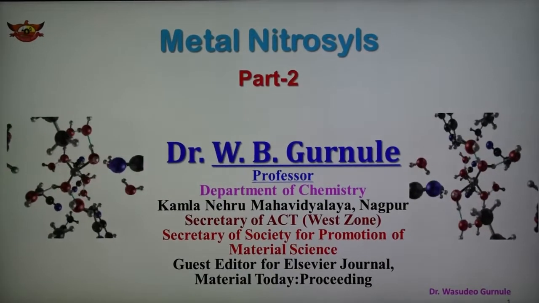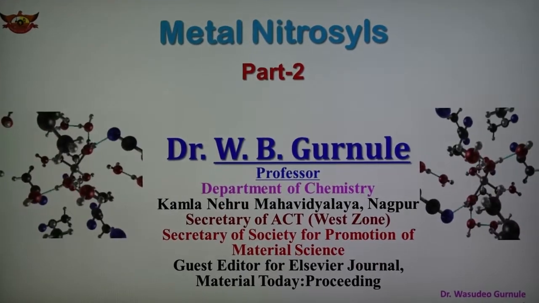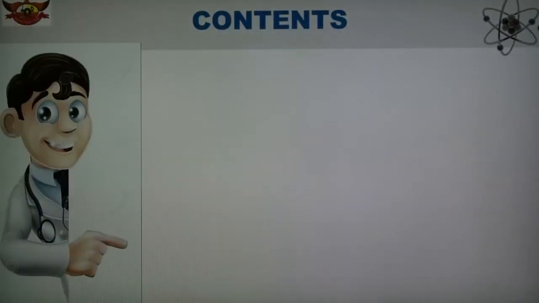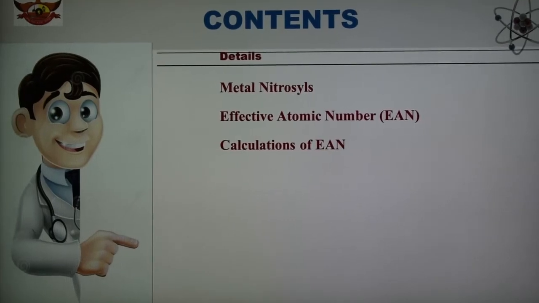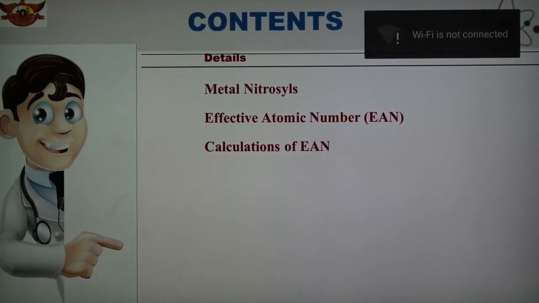And as we know, what is EAN? It is the total number of electrons associated with the metal in the metal nitrosyl, including the electrons donated by the ligands. So it can be calculated by using a formula. How to calculate it, what the formula is, and different examples of the calculation of effective atomic number in metal nitrosyls, we are discussing in today's part. So today's topic is metal nitrosyl, and in this part 2 we are discussing the calculation of the effective atomic number in different examples.